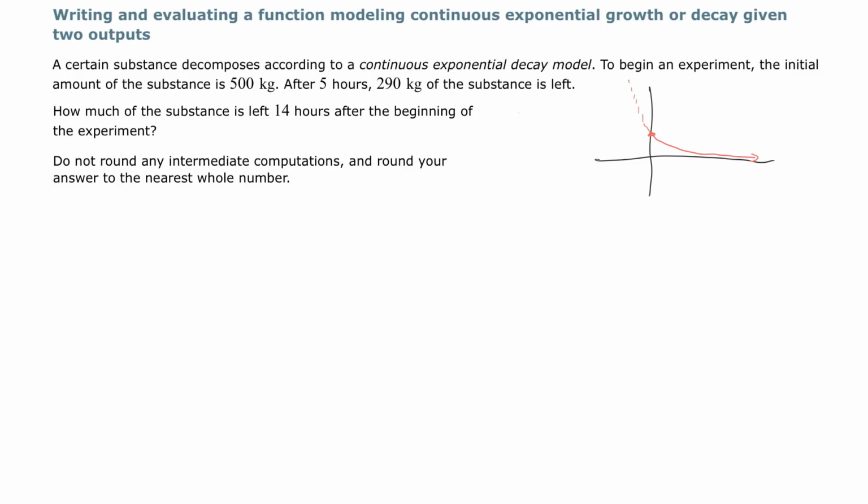Now, we need some symbols. We really need some variables. We need some English that needs to be translated into mathematical symbols. So why don't we do that first? The time in hours is going to be the letter T. What else do we need? We need the amount of the substance. The amount of the decomposing substance.